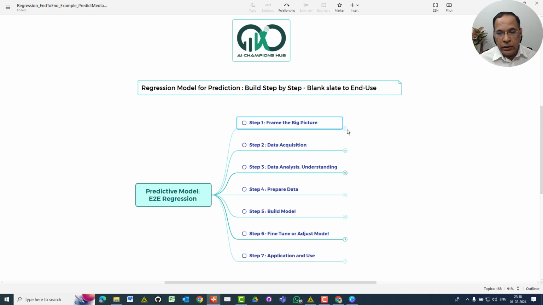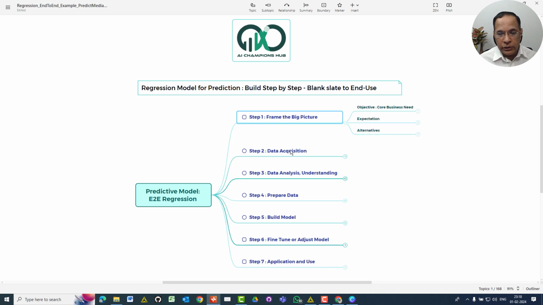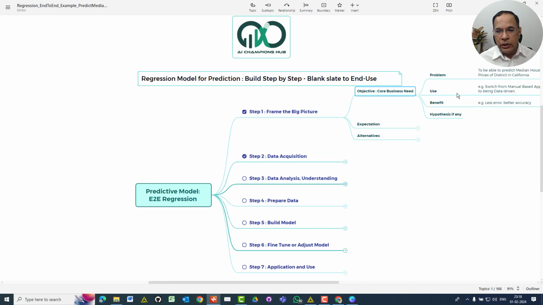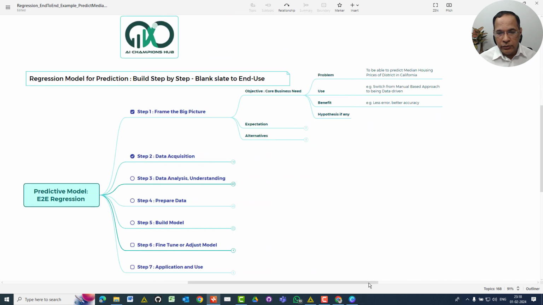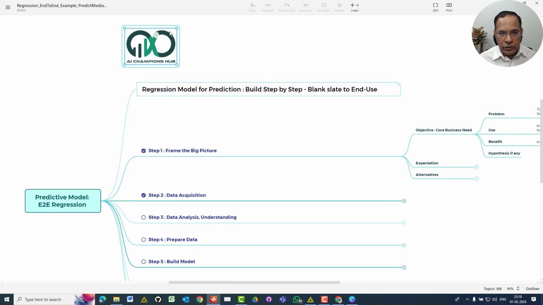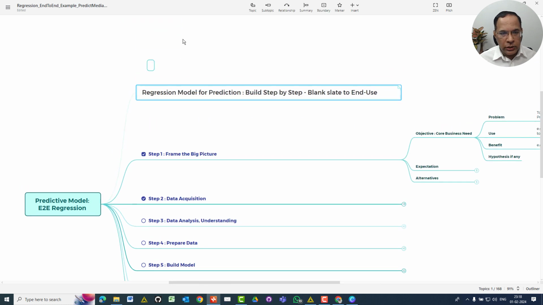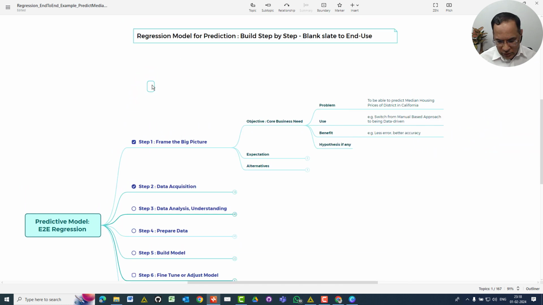Then we looked at the 7-step process at a high level, and I talked about where we start. We completed step 1 and step 2. Step 1, we talk about framing the problem in the context of business. What's the objective? What am I trying to achieve? Get all your questions from a business perspective. I'm going to just remove this logo and other pieces to make it easy for us as we navigate this mind map. Okay. All right.